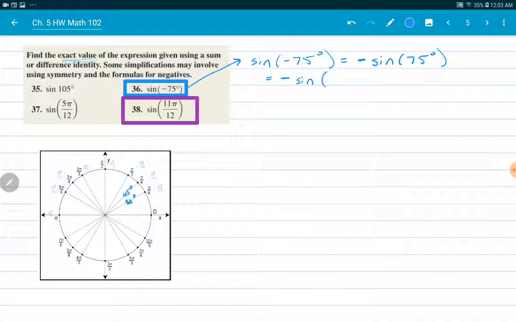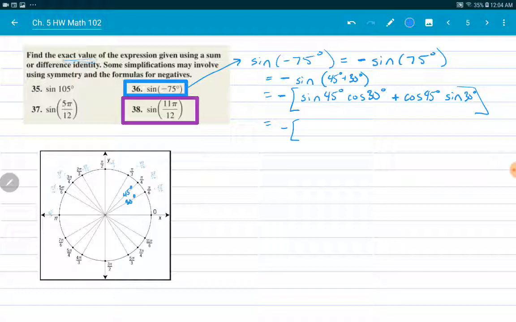So sine of 75 degrees is equal to sine of 45 degrees plus 30 degrees. And that identity says sine of 45 degrees times cosine of 30 degrees. Same sign, different trig function, cosine sandwiched in the middle. And the signs, the beginning and the end. Okay, that gives me a plus.